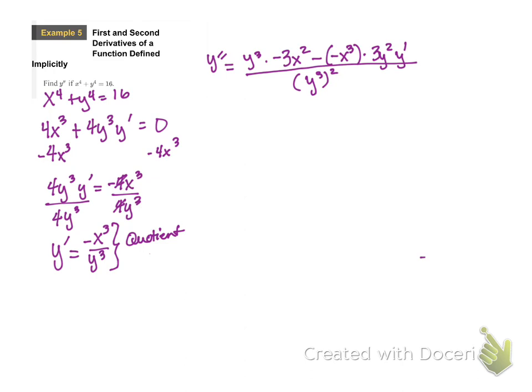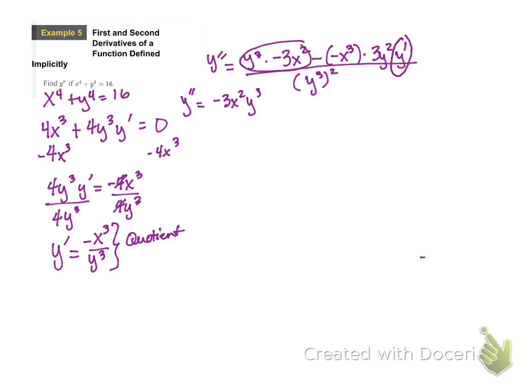My only issue here is we have y prime in the top. Can't have a y prime in my derivative. Okay, so we're going to have y double prime equal to y cubed times negative 3x squared. Let's clean that up a little bit: negative 3x squared y cubed. That's that first term. Everybody okay with that?